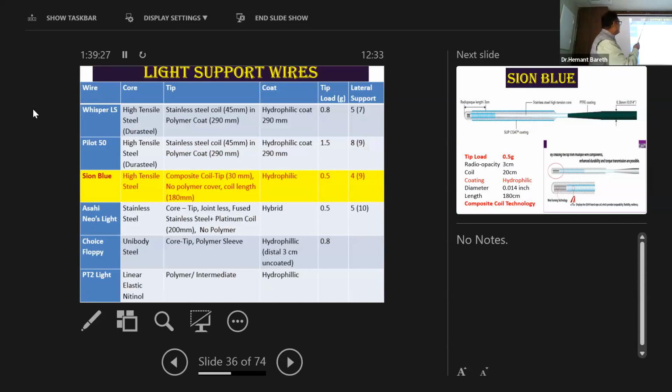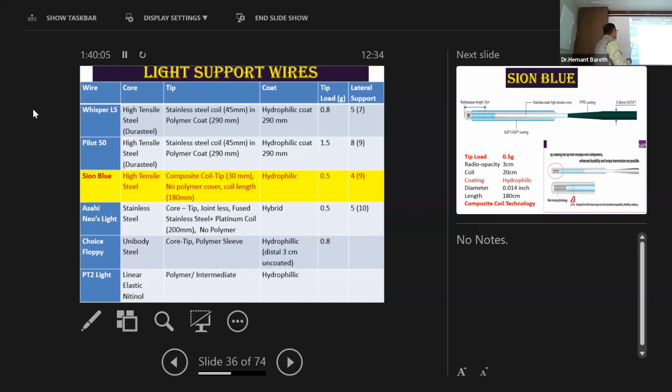Before that, what are the light support wires? As I said, a general light support wire would have a lower tip load, but a lateral support of not more than 10. Because if you have a lateral support of more than 10, then it becomes a balanced wire or standard workhorse wire. So you should have a wire with a lateral support of generally less than 8. The BMW wire has an 8, the Pilot wire also has 8. So basically, it is a borderline light support wire. Generally, it is not a light support wire.